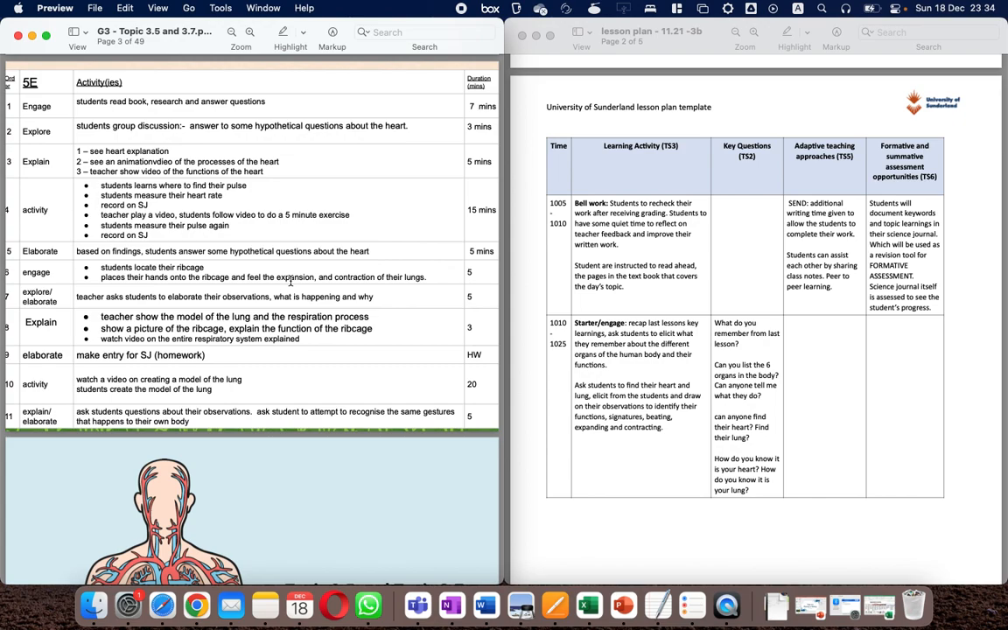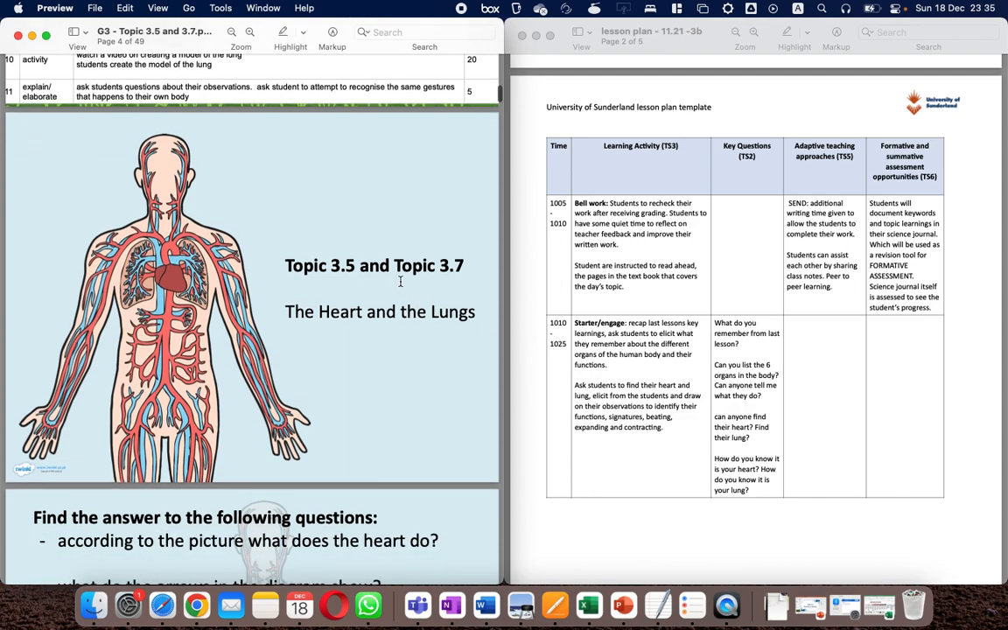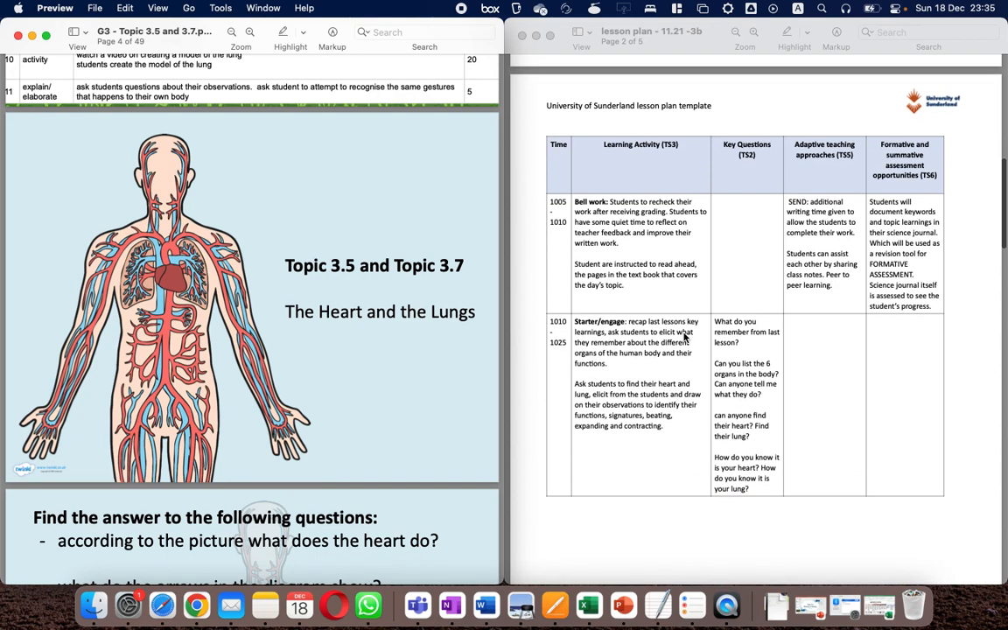So 5E stands for engage, explore, explain, elaborate, and evaluate. Hopefully through the different activities, which are based around this model, it will help the students understand through different cognitive approaches.